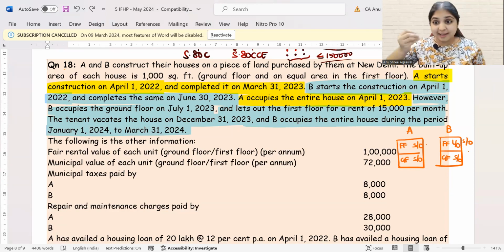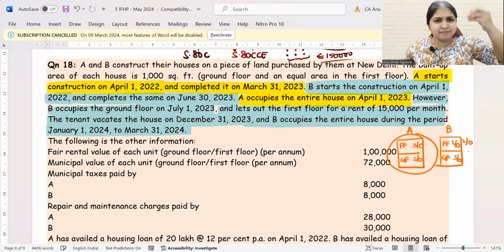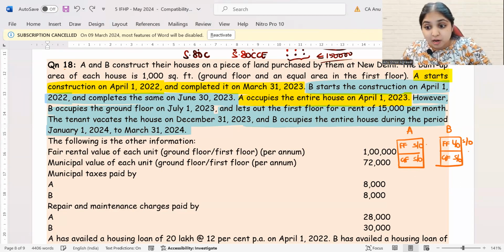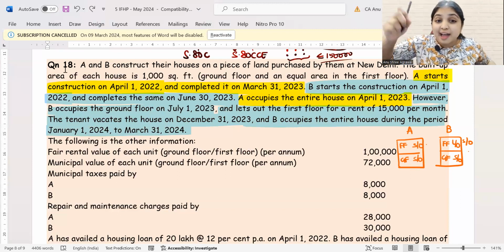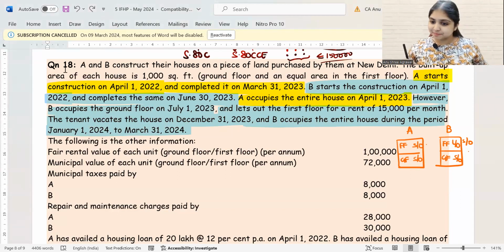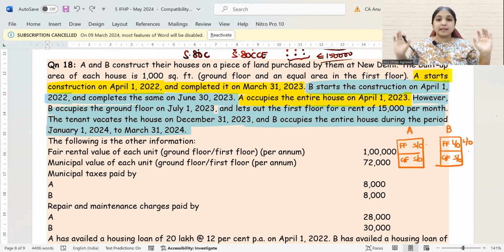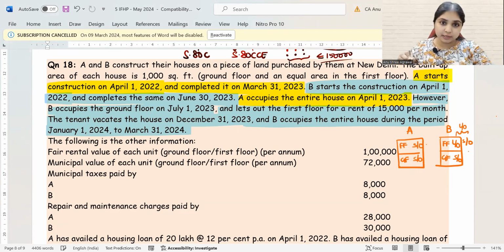You understood? So Mr. A, very simple, guys. Full house self-occupied, very easy calculation. Mr. B, ground floor self-occupied, first floor let out. Don't you think the first floor is part of the year let out, part of the year self-occupied? Tell me, part of the year let out, part of the year self-occupied, how do you treat it? You treat it as if it is let out for the whole year, right? So for Mr. B, ground floor you will do as self-occupied only, it is simple; for the first floor only the complication will be there. Part of the year let out, part of the year self-occupied. So you will treat it as if it is let out for the whole year, that you know.